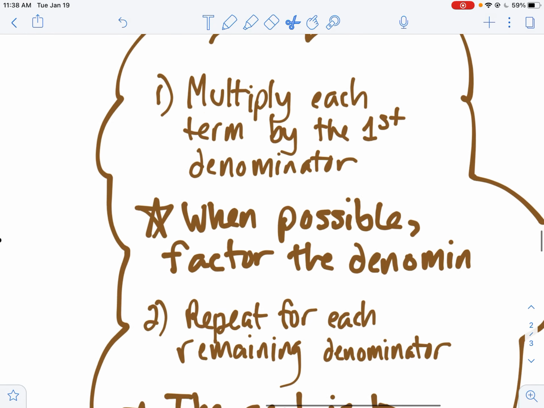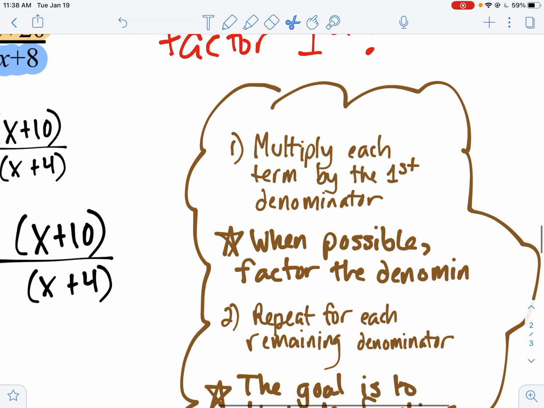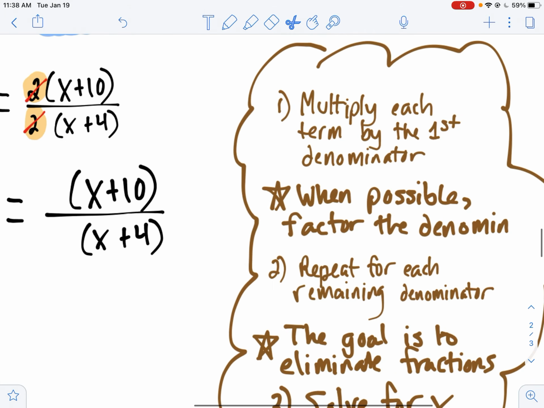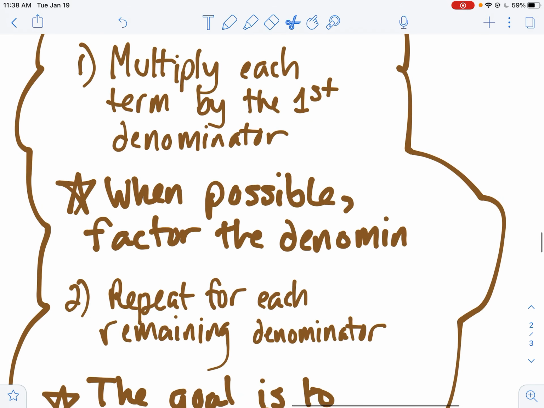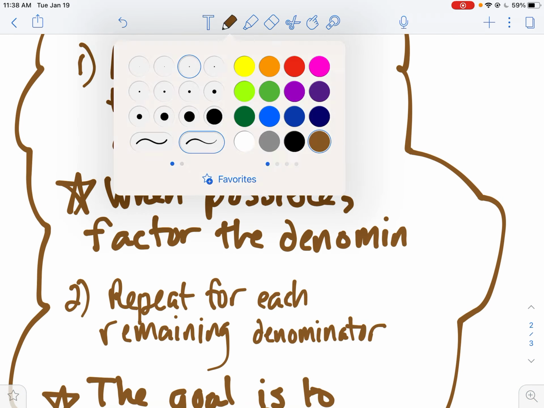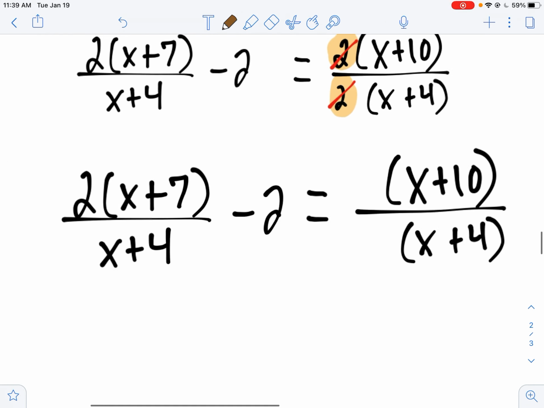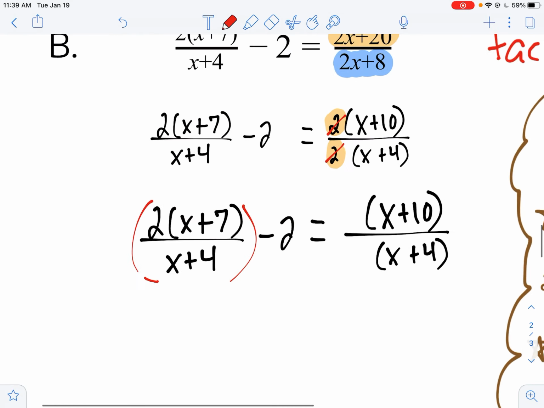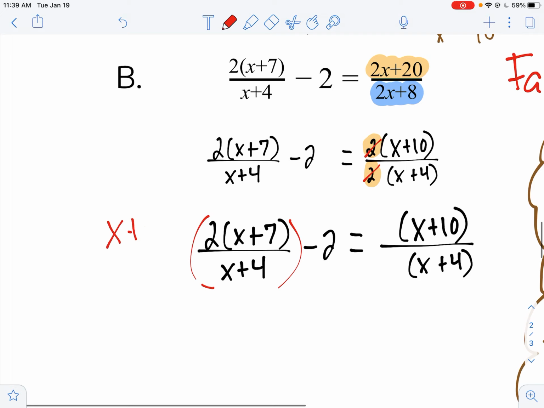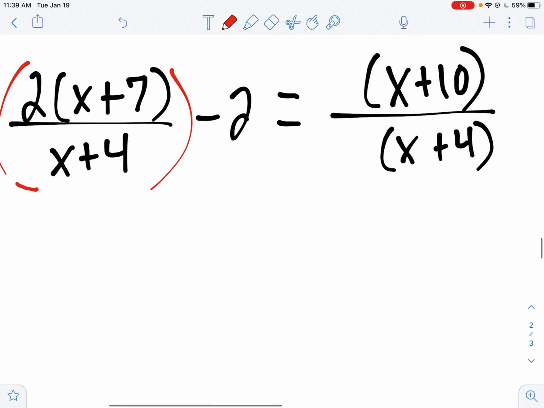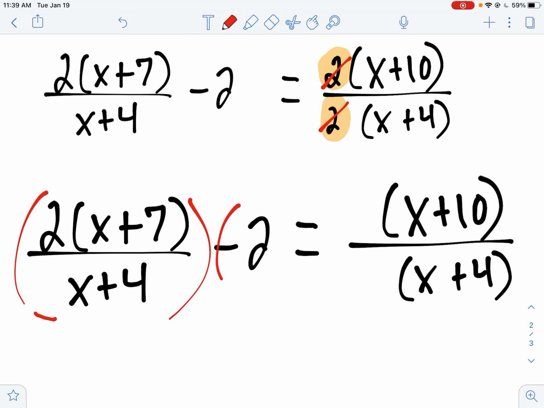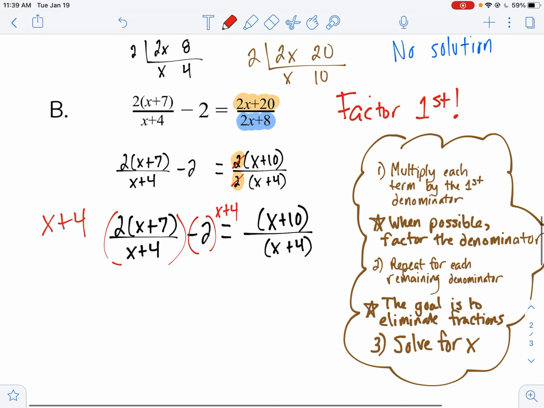All right, so first step, multiply each term by the first denominator. When possible, factor the denominator. Let's take a look. What's my first denominator here? x plus 4. Okay. So I'm going to multiply everything by x plus 4. And remember, I'm not just doing it to that. I'm doing it to every single term here. That's the key. You've got to do it to every term. That's what you do in an equation.